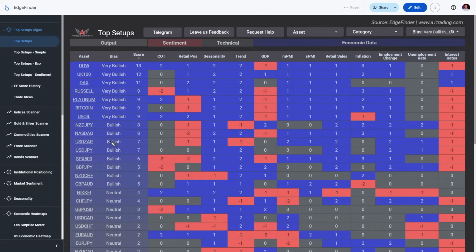Now, without going too much further in detail on the Edge Finder at this time, let's jump into an example of how I might use this strategy. First, we'll take a look at dollar yen, which is getting a bullish reading within the Edge Finder, meaning that after looking at sentiment reports, technical reports, and economic data, we see a strong overall bias towards bullishness for the dollar yen.